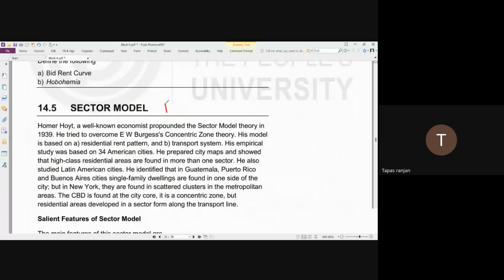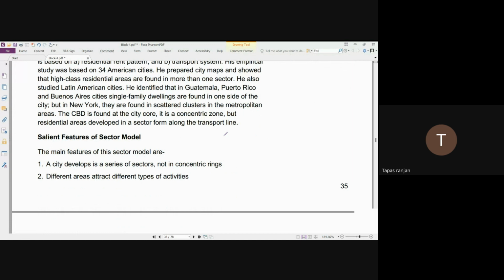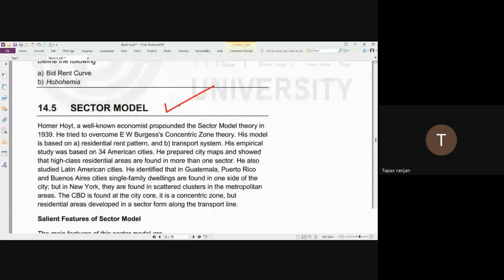Then comes the sector model. Within the sector model, Homer Hoyt, to overcome the criticism faced by Burgess, gave the sector model, in which he divided the urban settlements into different sectors. Different sectors perform different functions, so that it overcomes the shortfalls of the concentric zone theory.